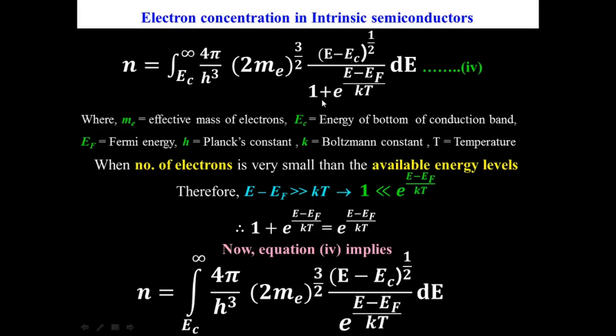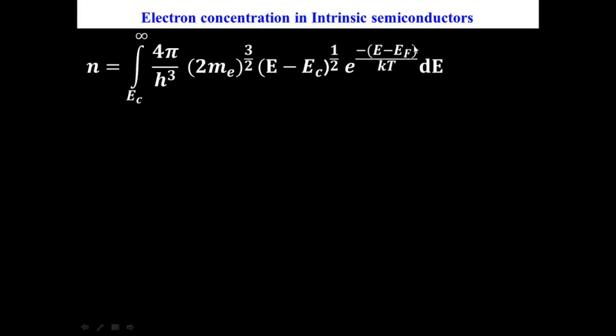Okay, here we have neglected 1, so in the denominator the term will remain e exponential to the power (E minus EF) by kT. Now this e to the power (E minus EF) by kT is in the denominator, so we will shift it to the numerator, so it becomes e to the power minus (E minus EF) by kT. So we have shifted this term to the numerator, so the power will be negative: e to the power minus (E minus EF) by kT.